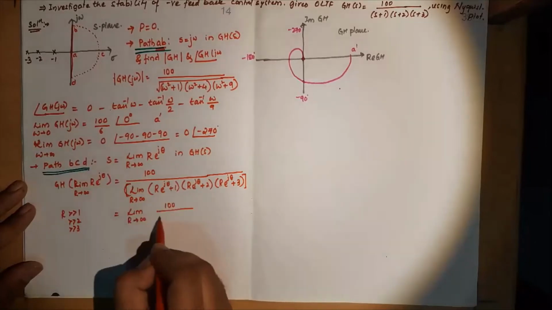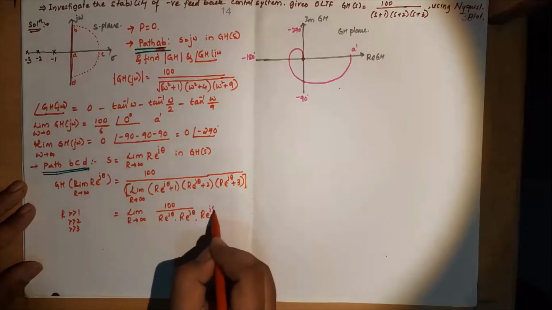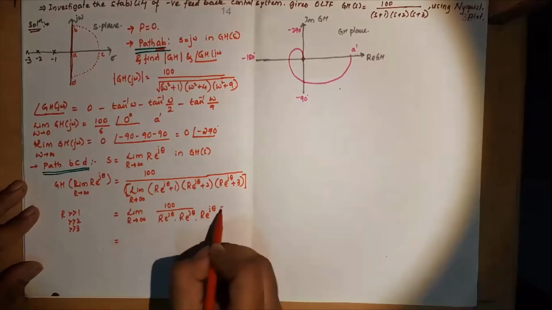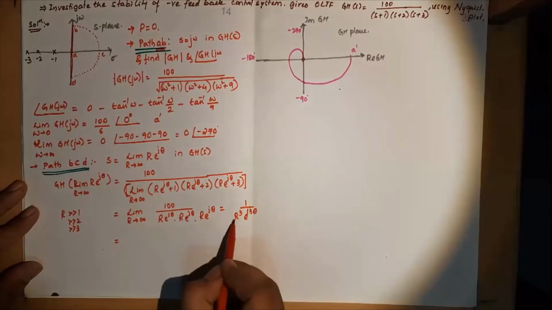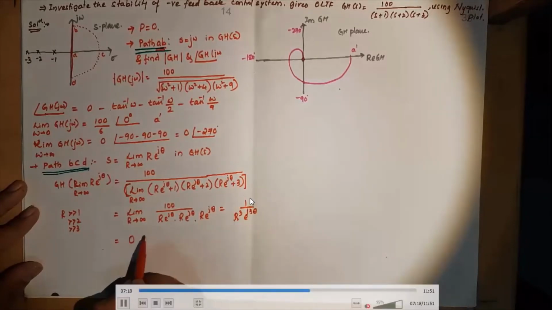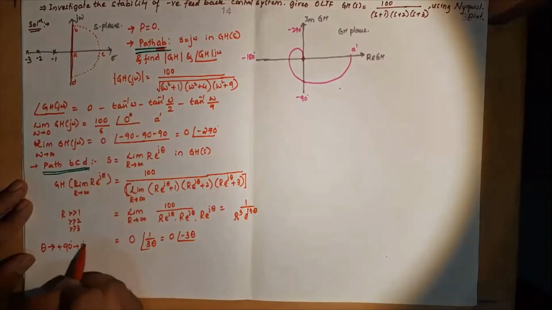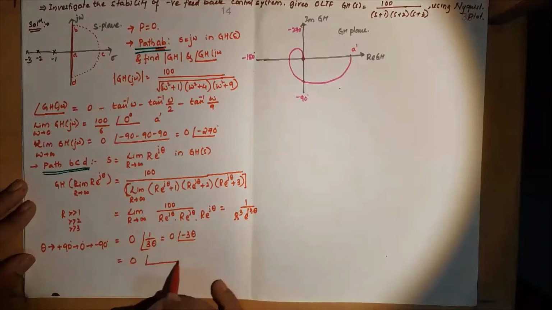Therefore, we can write r e^(jθ), r e^(jθ), r e^(jθ). So what we get is 100 divided by r cube into e raised to j3θ. There is again a typo, but anyhow, 1 divided by infinity is 0, so it doesn't matter. Whereas the phase angle is 1 divided by 3θ, and when it goes to the numerator, it is minus 3θ.